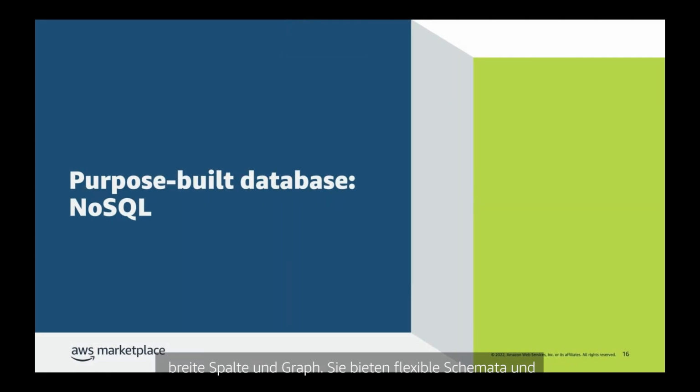They provide flexible schemas and scale easily with large amounts of data and high user load. A couple of examples: Amazon DynamoDB is a key value, fully managed data store, and MongoDB is a document database.